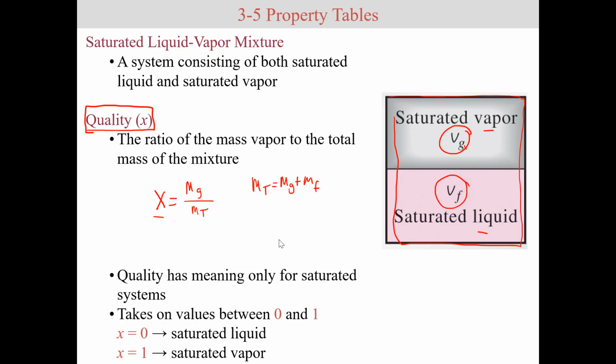So it makes sense that if my quality is 0, I am a saturated liquid, because the gas is 0 when it's a saturated liquid. The quality is 1 when it's a saturated vapor, because all of the mass is gas. So it'll be the mass of gas over the mass of gas, which equals 1. That's only when it's a saturated vapor. And if it's any combination, if it's between a saturated liquid and a saturated gas, that means the quality will be at a value somewhere between 0 and 1.